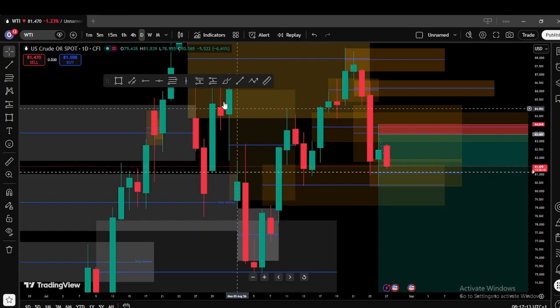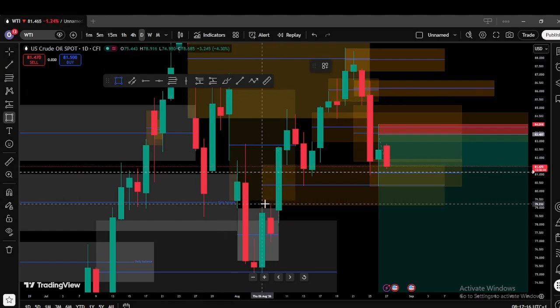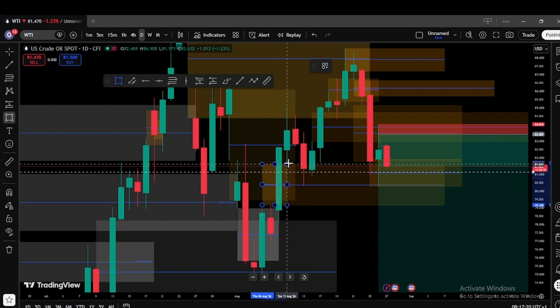So initially, let me take that out first. Initially, before any other previous day was formed, this was actually our point, the point we are looking at.